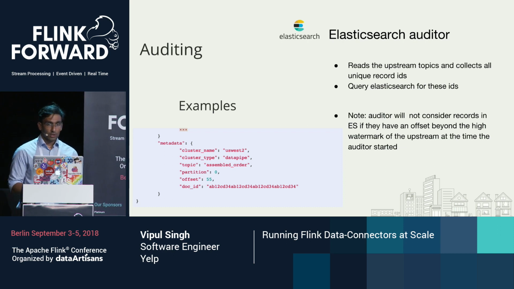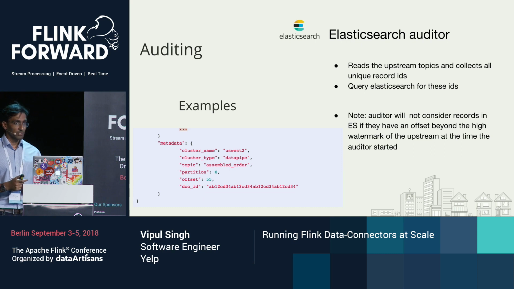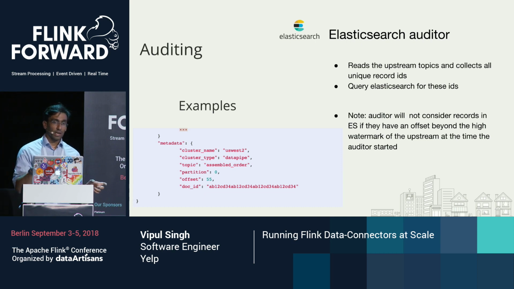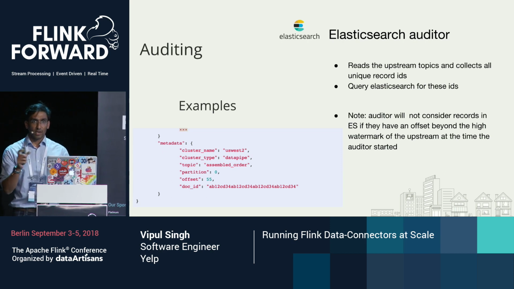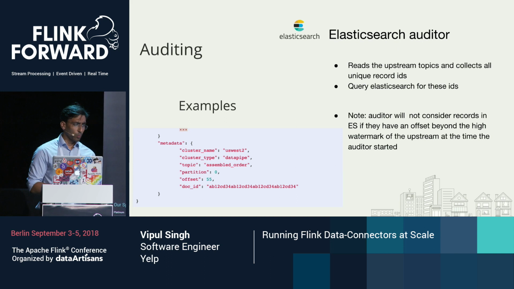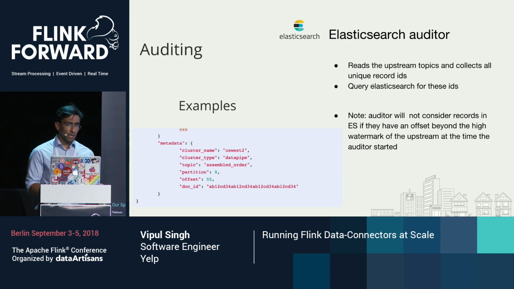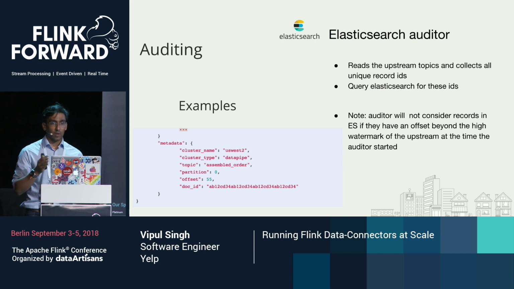How the Elasticsearch auditor works is that it reads from the upstream Kafka messages and collects all the unique IDs of the messages. It then looks for the IDs in Elasticsearch by using a binary search algorithm to search over a range of IDs at a time. One thing to note is that so that the auditor is not negatively impacted by new data which is coming in, we only consider, in Elasticsearch, any offset beyond the high watermark of the upstream at the time when the auditor is run, and we ignore these specific offsets.